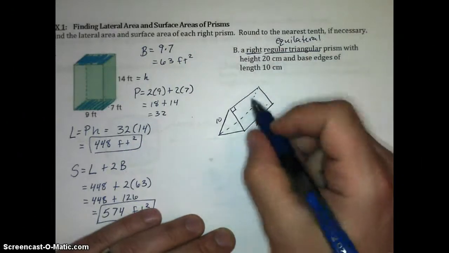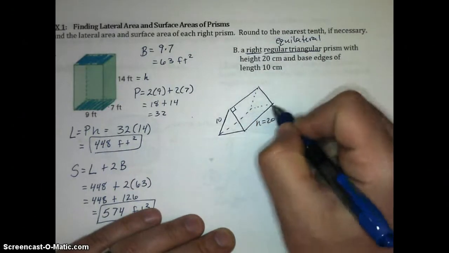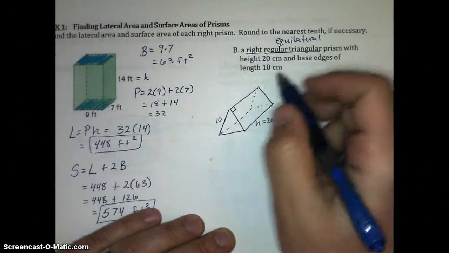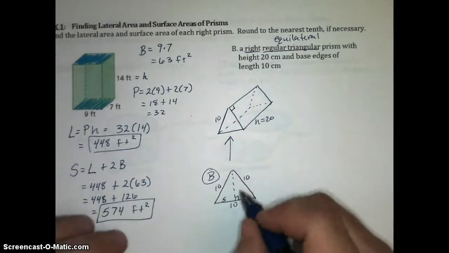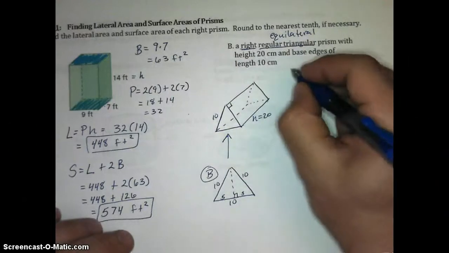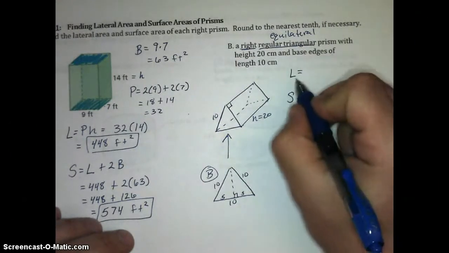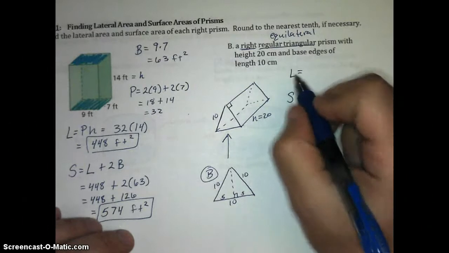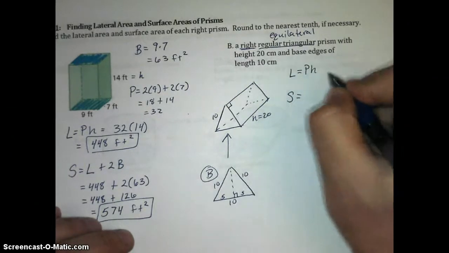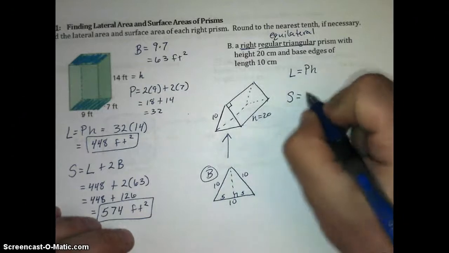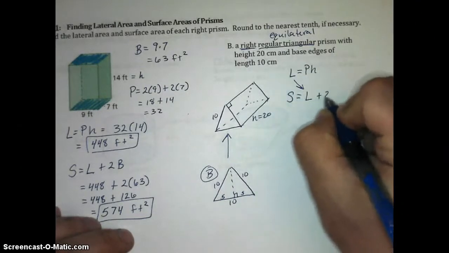Okay, it says the height of the prism is 20 centimeters. Remember, the height is the distance between bases. And the base edge length is 10 centimeters. Now, I've gone ahead and drawn just a shape of the base to make it a little bit easier, because here's the things we're going to have to find. We're going to have to find the lateral area and surface area. Lateral area means we need the perimeter of a base to find that. Remember, that's perimeter times height of the prism. Surface area means we take that lateral area, plug it in, and we add 2 of these base areas.